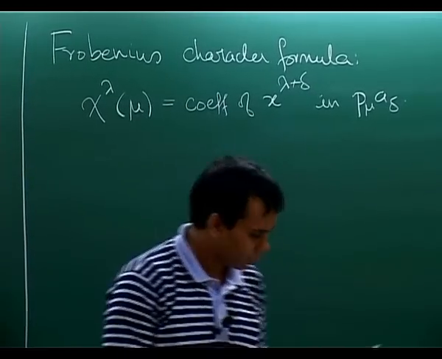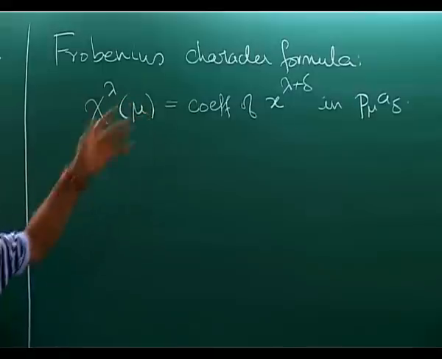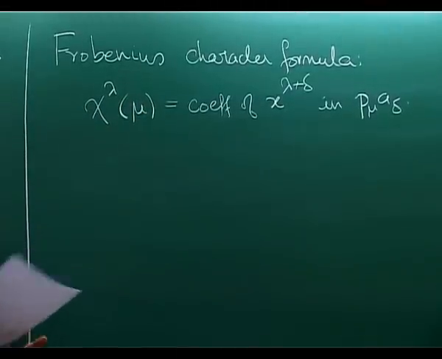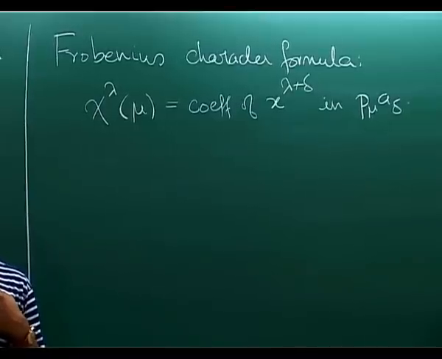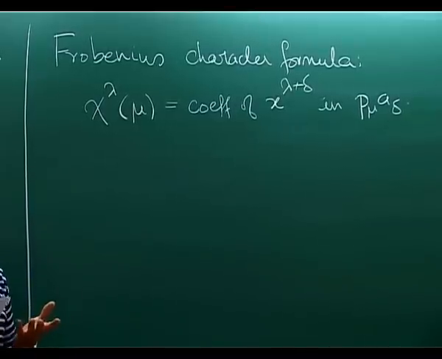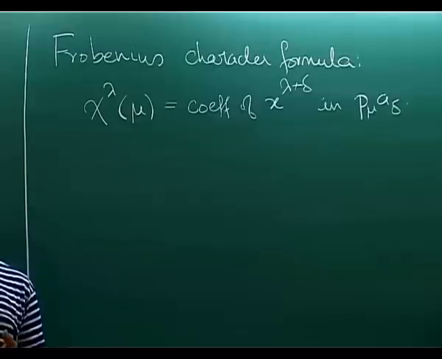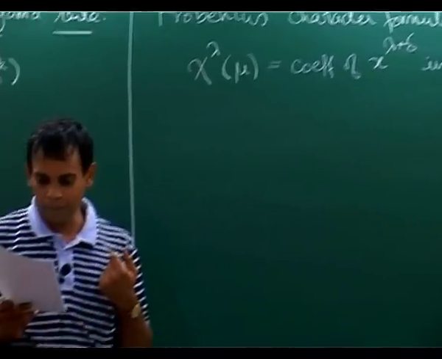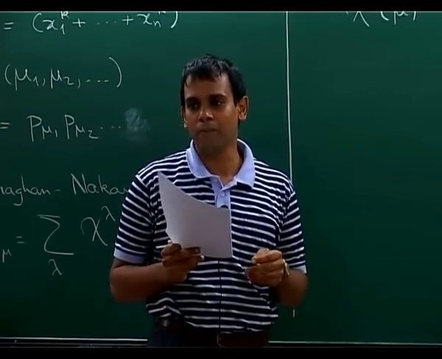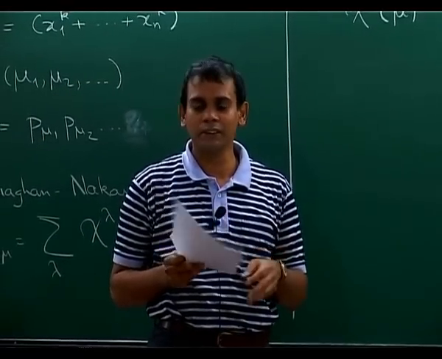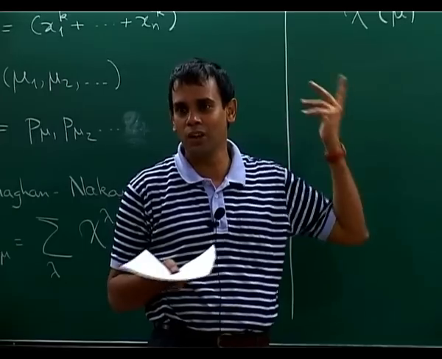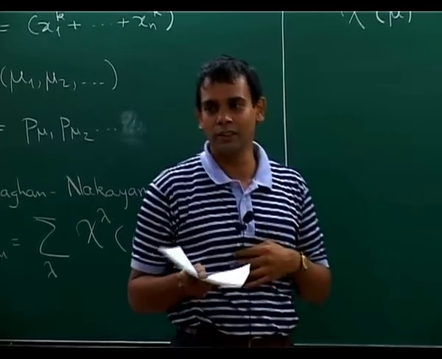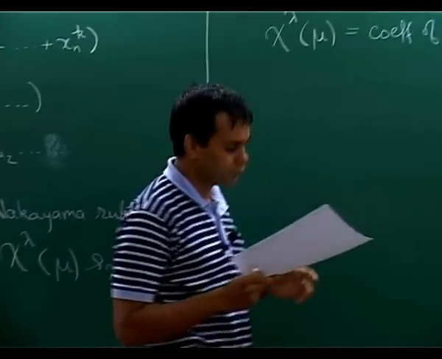And now I am going to show how to use this character formula to get what is called the hook length formula, which gives the dimension of the lambda-th irreducible representation of the symmetric group, or what is the same thing, the number of standard Young tableaux of shape lambda. This is not a combinatorial proof, it is using all the representation theory of symmetric groups. There are combinatorial proofs as well.